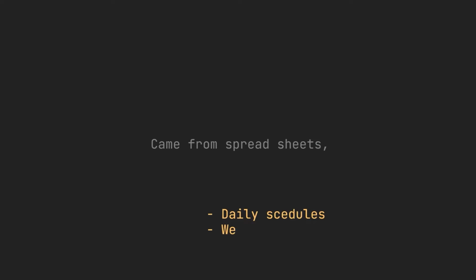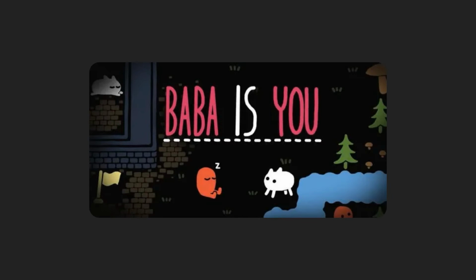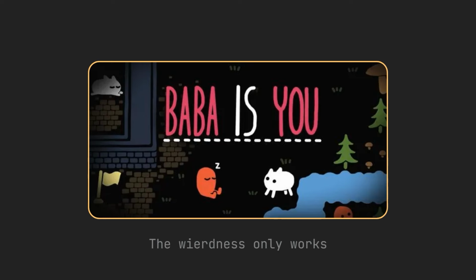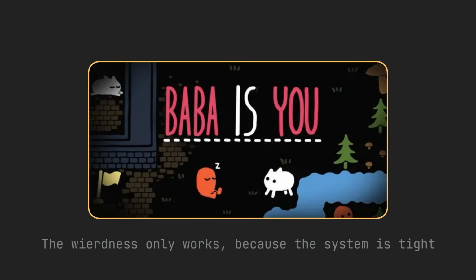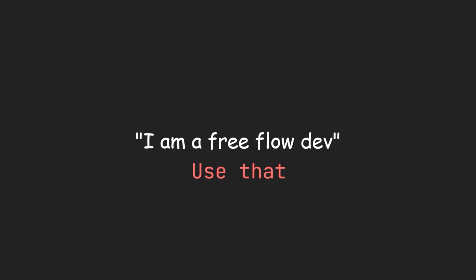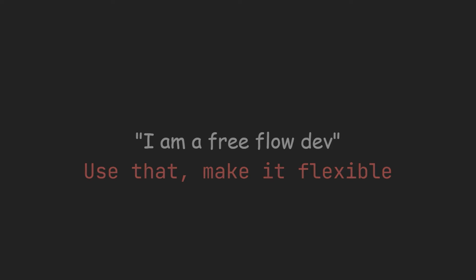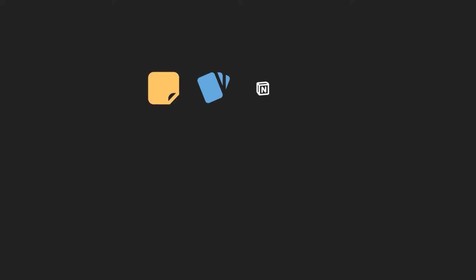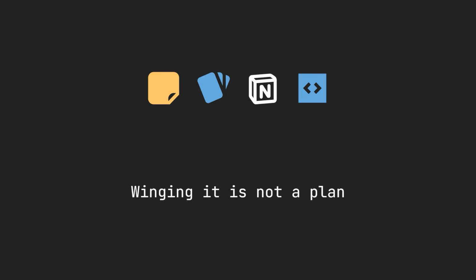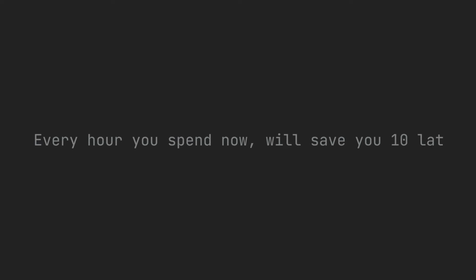Even games that feel loose, like Baba Is You, are built from tightly structured logic. The weirdness only works because the system underneath is tight. The magic that you're witnessing is all planned out. But if you're saying, "But I'm more of a free flow dev," cool, then write that into your process. Make a flexible game design document. Use sticky notes, use index cards, use Notion, use Obsidian, I don't care. Just don't pretend that winging something forever is a real plan. Every hour that you spend right now organizing will save you 10 hours of backtracking later. It's not bureaucracy, it's survival.